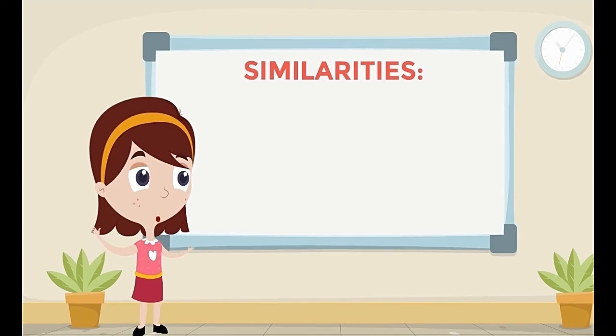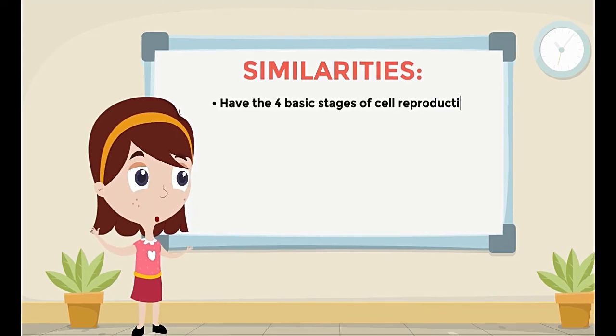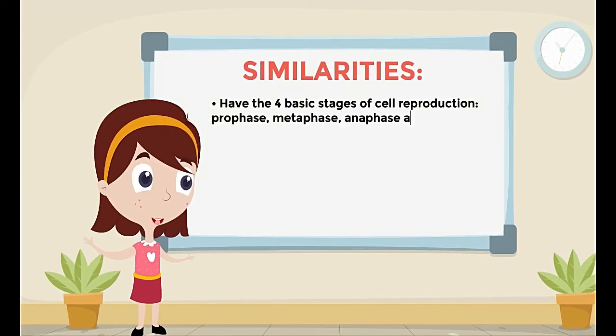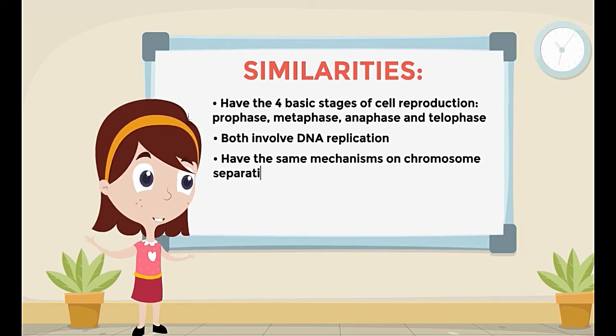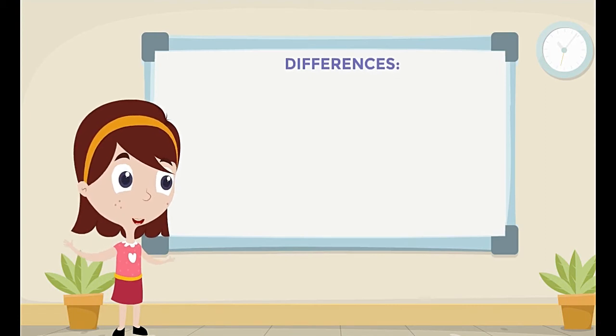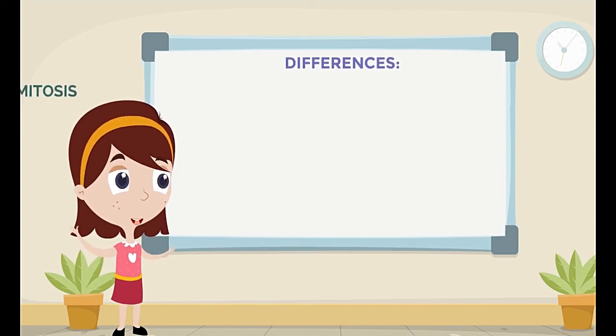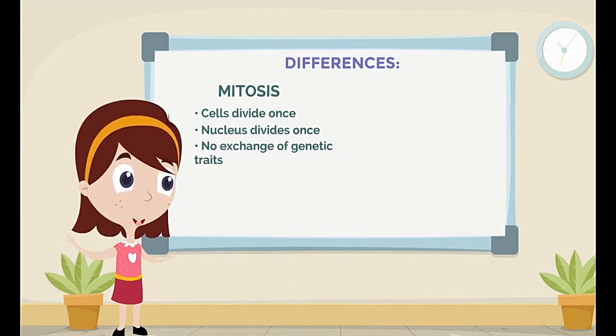To recap what we have discussed, the similarities of mitosis and meiosis are that they both have 4 stages of cell reproduction, namely prophase, metaphase, anaphase, and telophase. Both are involved with DNA replication and have the same mechanisms on chromosome separation, and both are required for organisms to live. The differences of mitosis and meiosis to one another is that mitosis has one cell division and thus the nucleus only divides once. There is no exchange in genetic traits.